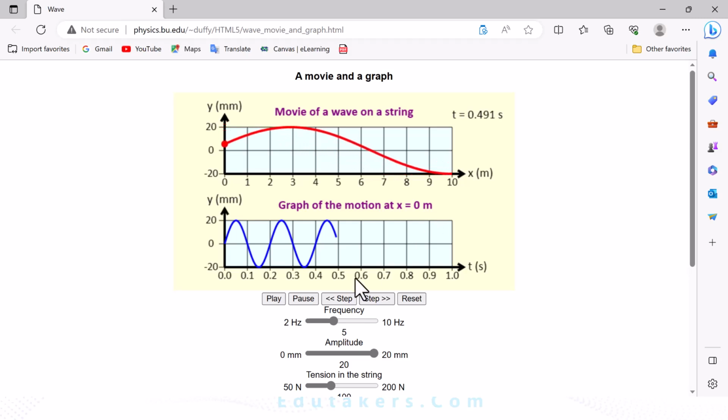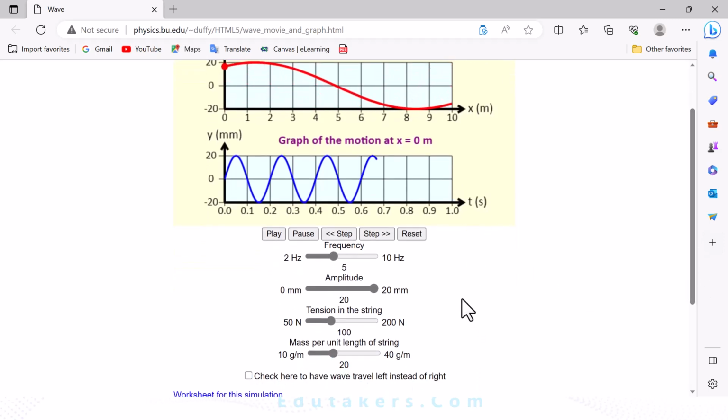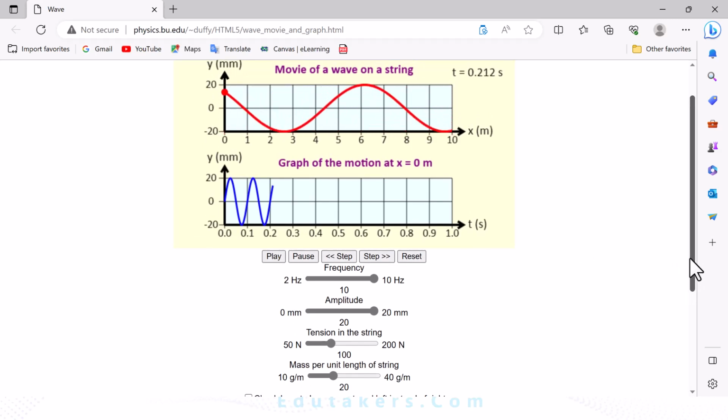First of all, here you can change the frequency and the amplitude as well, and then see what the effect will be on the graph of the motion. Let's say I change the frequency. Instead of 5, I keep it at 10 Hz. Then you will see the number of waves in the string will increase. And if you also want to decrease the amplitude, suppose the amplitude is 9 mm. Accordingly, the amplitude of the waves produced in the string decreases.